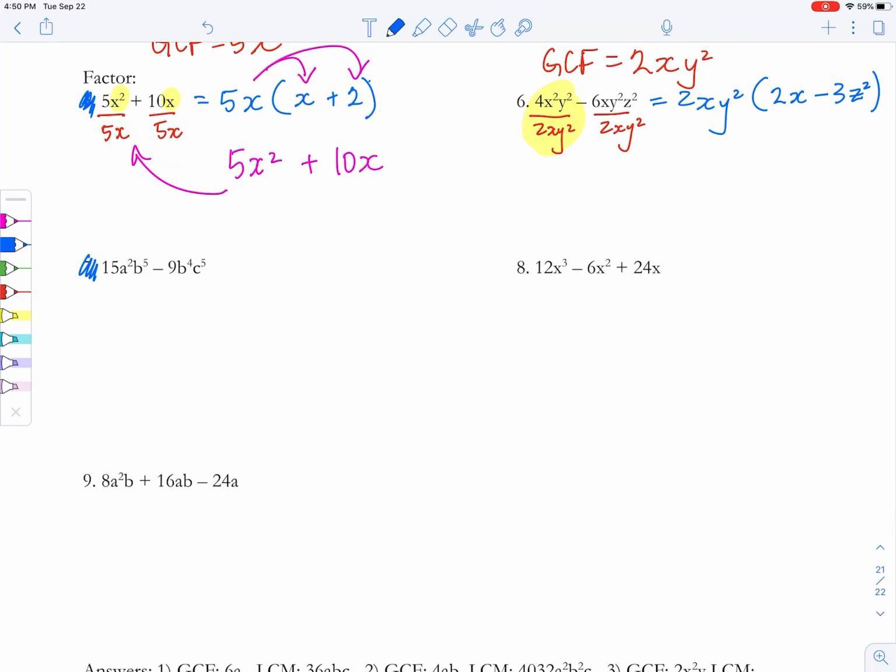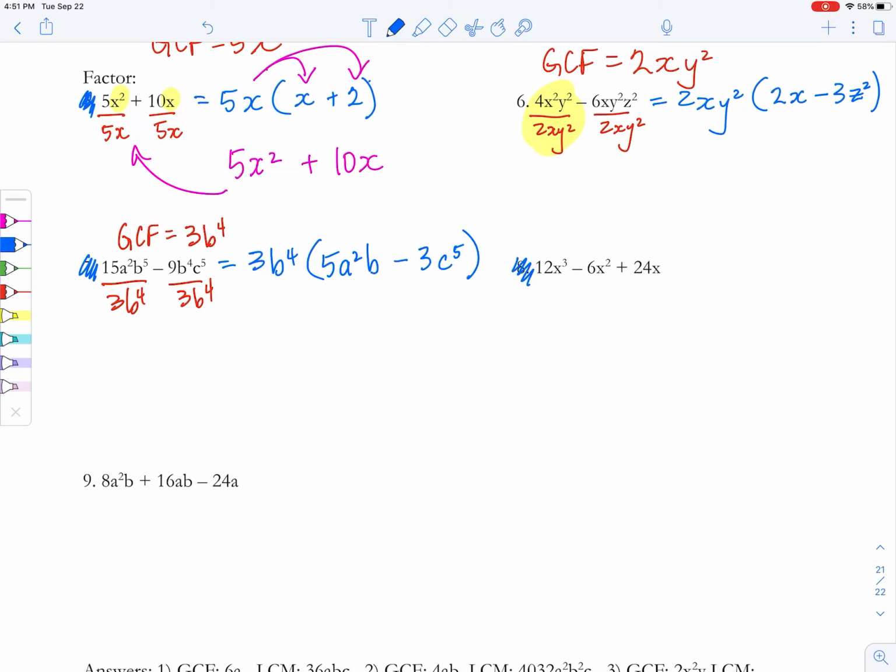Question 7. First we've got to find that GCF. If we look at 15 and minus 9, the biggest number I could take out is 3. There are a's in the first term, none in the second, so I can't take out a's. There are 5 b's in the first, 4 b's in the second, so I can take out 4 b's. No c's in the first, so I can't take out any c's. So my answer starts with 3b to the 4, and I open the bracket. Divide both of the terms by 3b to the 4, and you might be able to do this in your head. And I'm left with 5a squared b minus 3c to the 5.